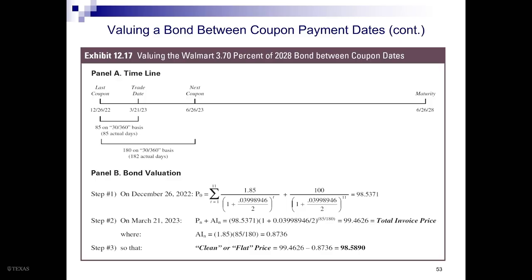So, step 1, let's calculate a hypothetical number. We're going to assume we're back on the last coupon date. But what makes it hypothetical is we're not going to look up what the bond was worth back in December. We're going to say, what would the bond have been worth last December using today's yield to maturity, the 3.998946?